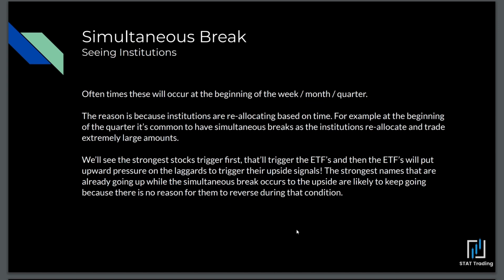So oftentimes these will occur at the beginning of the week, month, or quarter. And the reason is because institutions are reallocating based on time. For example, at the beginning of the quarter, it's common to have simultaneous breaks as the institutions reallocate and trade extremely large amounts during this time. And we'll see the strongest stocks trigger first. And then that will trigger the ETFs to start moving. And then the ETFs will start putting upward pressure on the laggards, or the things that are lagging behind, to then trigger their upside signals. The stronger names that are already going up while this break occurs are likely to keep going, because there's no reason for them to reverse during that market condition.